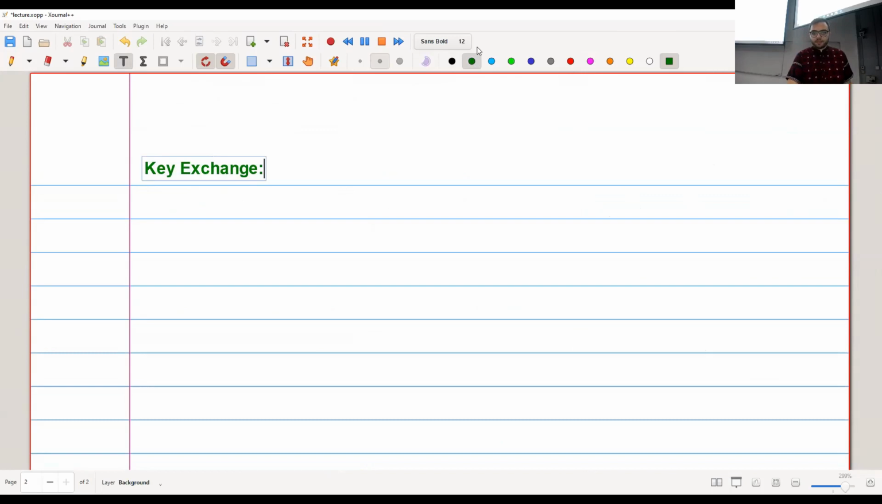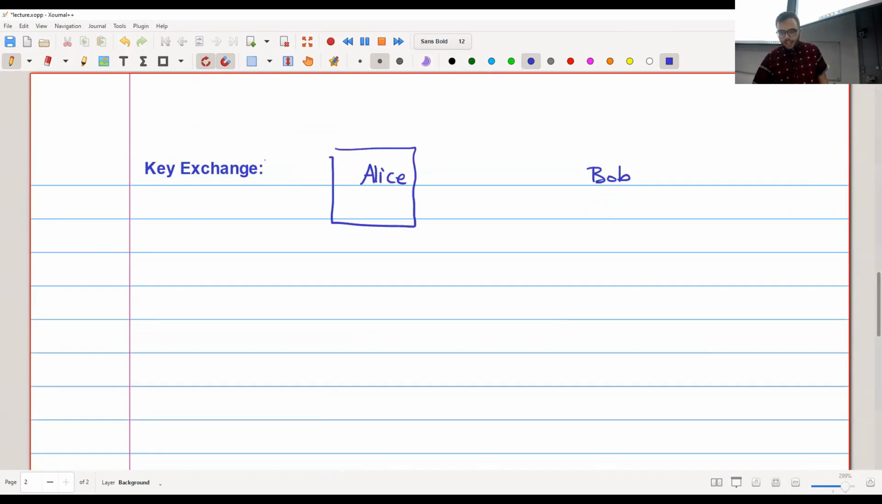Now, what is a key exchange? A key exchange is that I'm in exactly the same scenario as before. So let's say I have Alice again on this side, and I have Bob on this side. And let's say Alice has a message M that she wants to send to Bob. But the problem is they don't really share any key. And they don't have any other way to communicate. So they can only communicate using this unsafe channel.